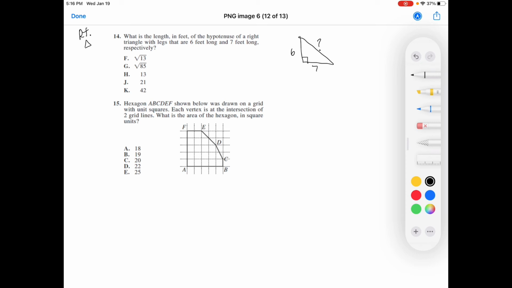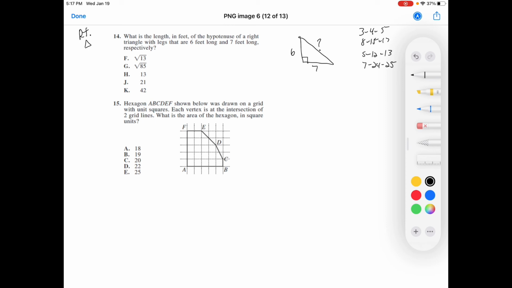Well, some things you need to look for on the ACT. If you see triples, if you see 3, 4, 5, if you see 8, 15, 17, if you see 5, 12, 13, you could also see 7, 24, 25. Well, this is not one of those, and it's not a multiple of one of those.